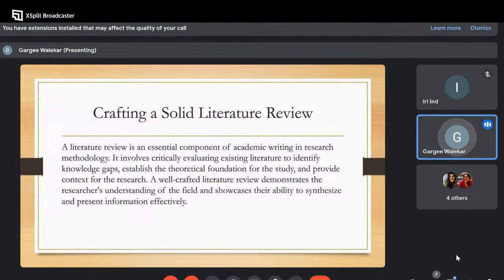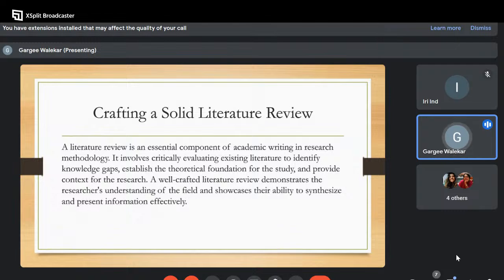Next is the importance of crafting a very solid literature review. So literature review is a very essential component of academic writing and research methodology. It involves critically evaluating existing literature, like we discussed before, to identify knowledge gaps, establish theoretical foundation for the study, and provide context for the research. This is very important because literature review gives us an idea also about the niches that have been researched before and what are the new things that we are coming up with the current research.